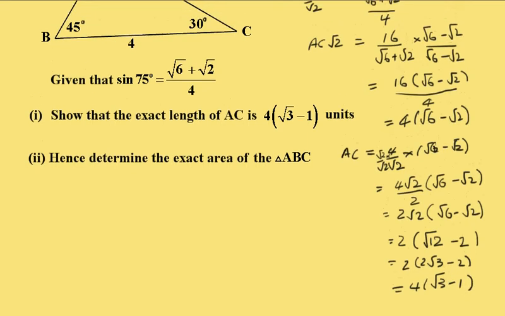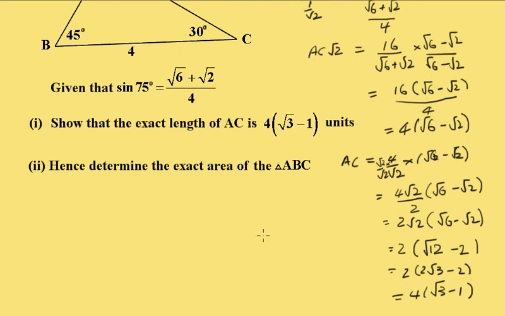That's part 1. Now part 2, we've got to find the area. Now the area will be, using the area rule, half times 4 times this 4 outside of root 3 minus 1.